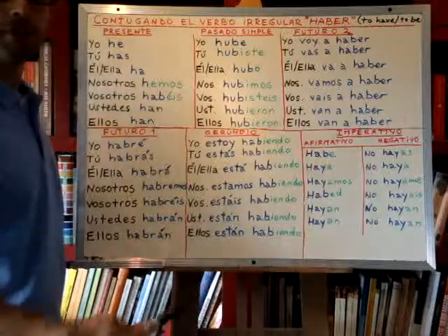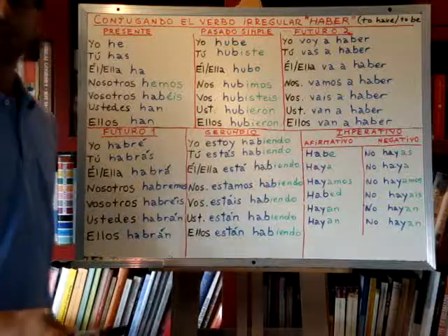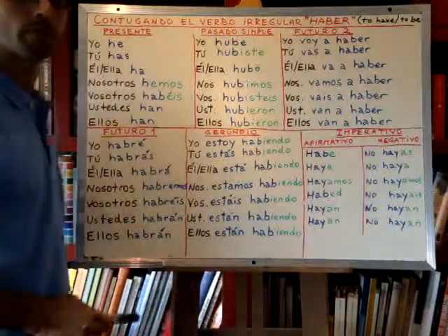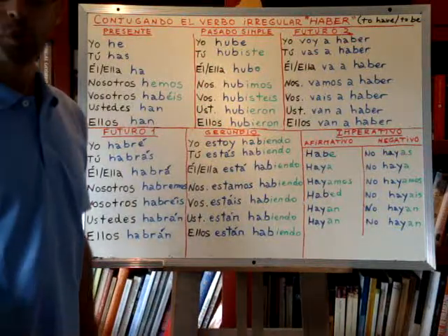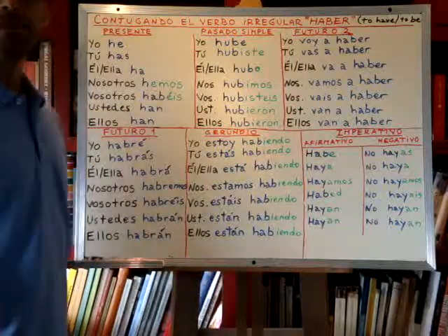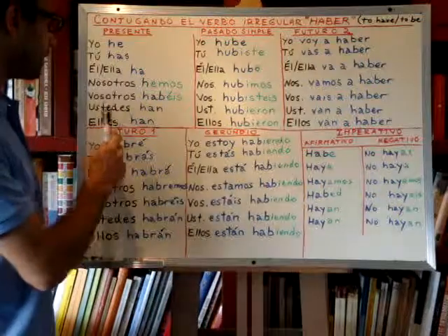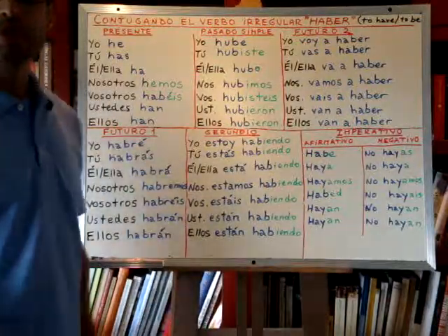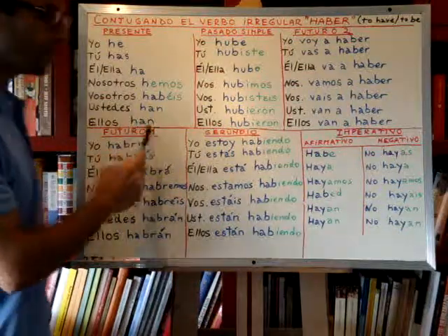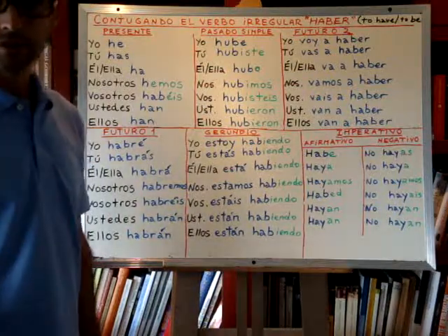Tú has comido, you have eaten. Él ha caminado, he has walked. Nosotros hemos subido, we have climbed. Vosotros habéis limpiado, you plural have cleaned. Ustedes han hablado, you plural have spoken. Ellos han corrido, they have run. Okay?